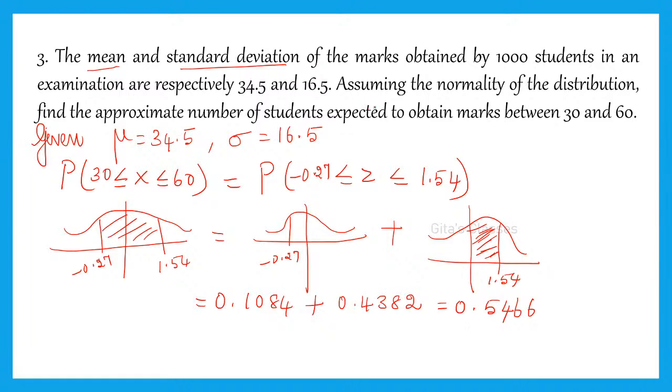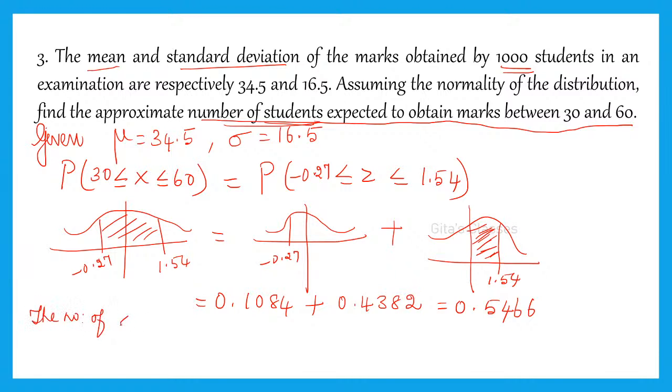And now this is not over. What is asked actually: assuming the normality of the distribution, find the approximate number of students expected to obtain marks between 30 and 60, right? Number of students I want. Totally how many students are there? 1000. So it should be multiplied by 1000. Therefore, the number of students, whatever is asked, you write that.